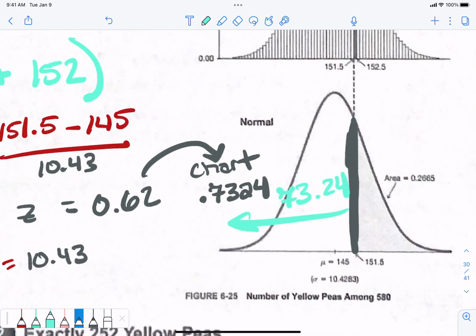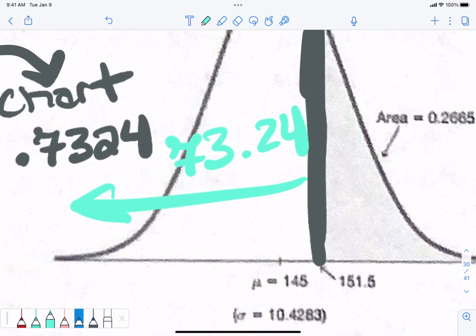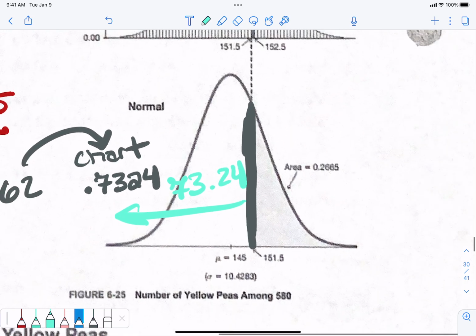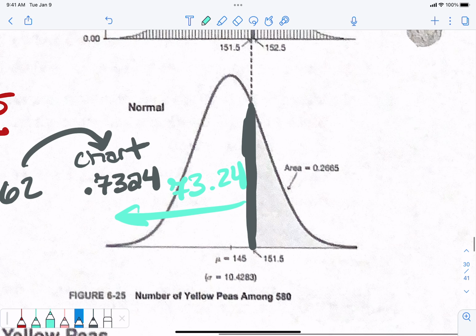Why is that 73.24 below him? I don't want below him, I want above him. So then you take 1 minus, you subtract it. Your chart always measures to the left. That's just always the way that it works. Percentiles is whoever's below you, right? 73.24%. And if you subtract that, what do you get?